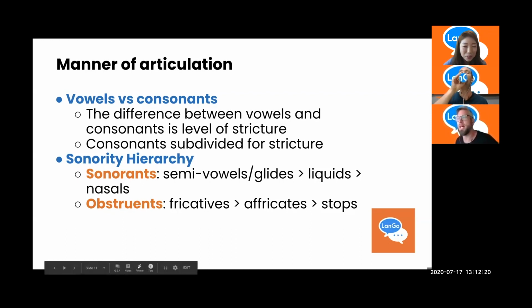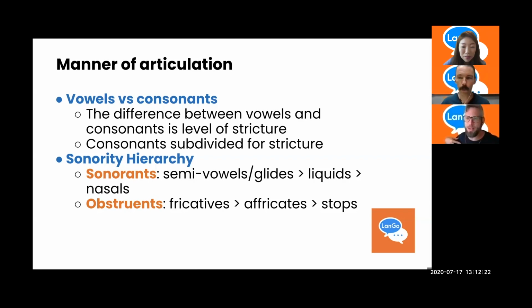Okay, so moving on to obstruents, my personal favorite class of consonants. Everyone must have a favorite. So obstruents, there are three basic types. And obstruents, the name sounds like something that's going to get in your way. So it's an obstacle to the air coming out of your mouth.